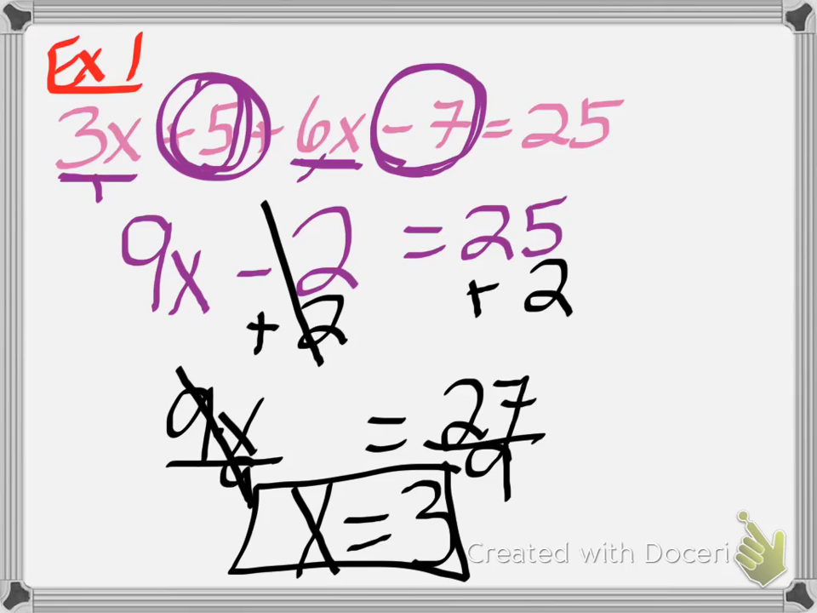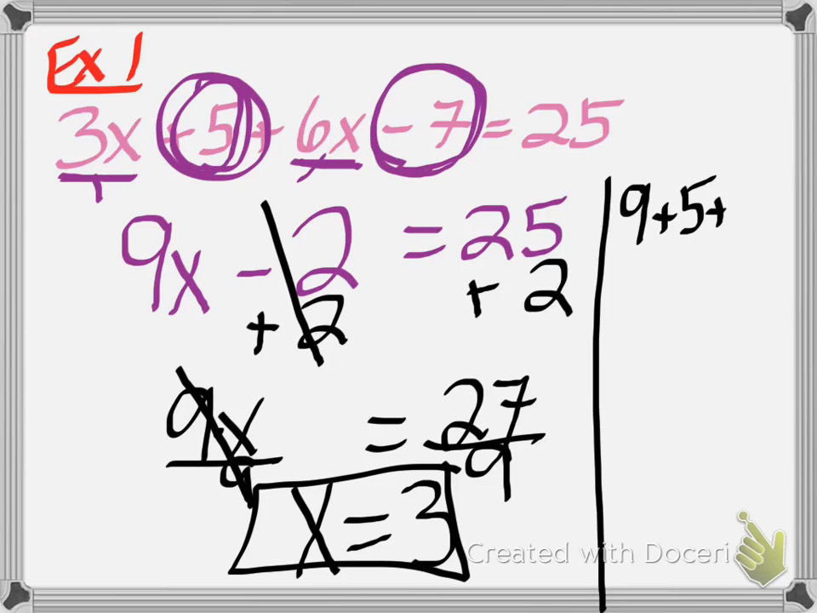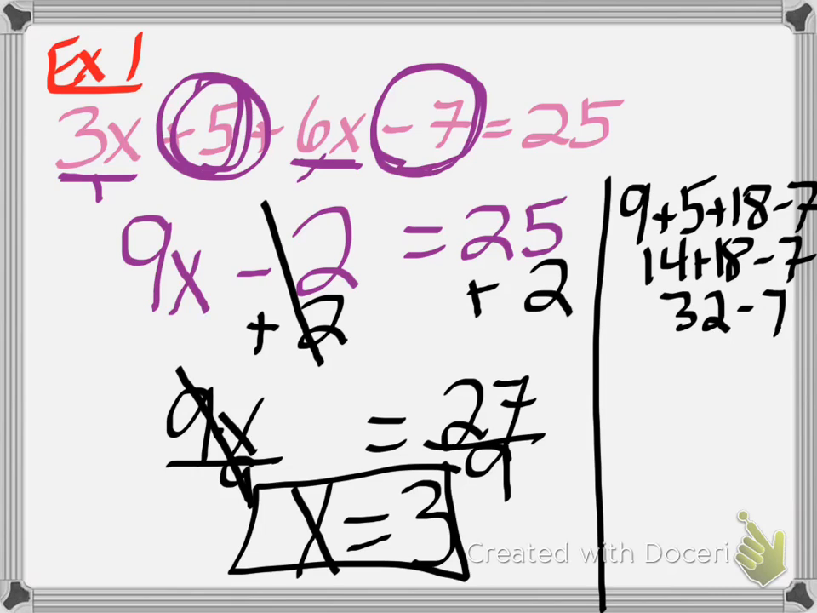And that's the answer. I could also check it off to the side. 3 times 3 is 9, plus 5, plus 6 times 3 is an 18, minus 7. 9 plus 5 is a 14, plus 18, minus 7. 14 plus 18 gives me 32, minus 7, and there is my 25. Okay?